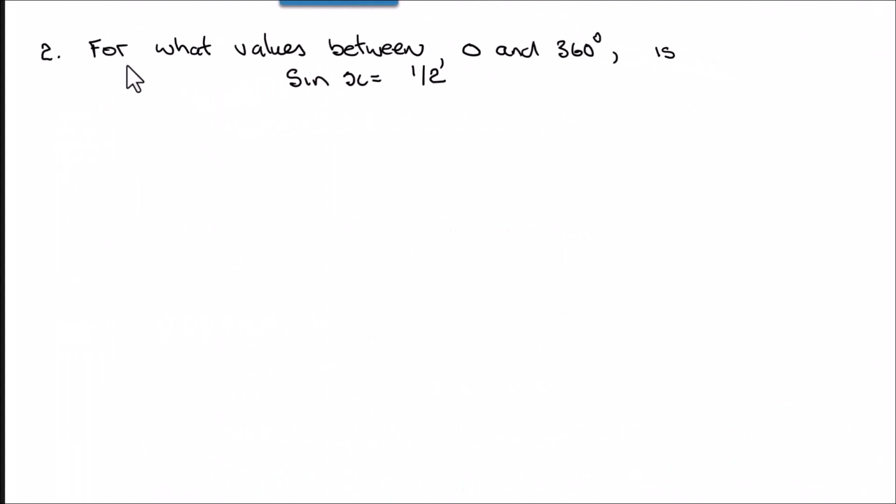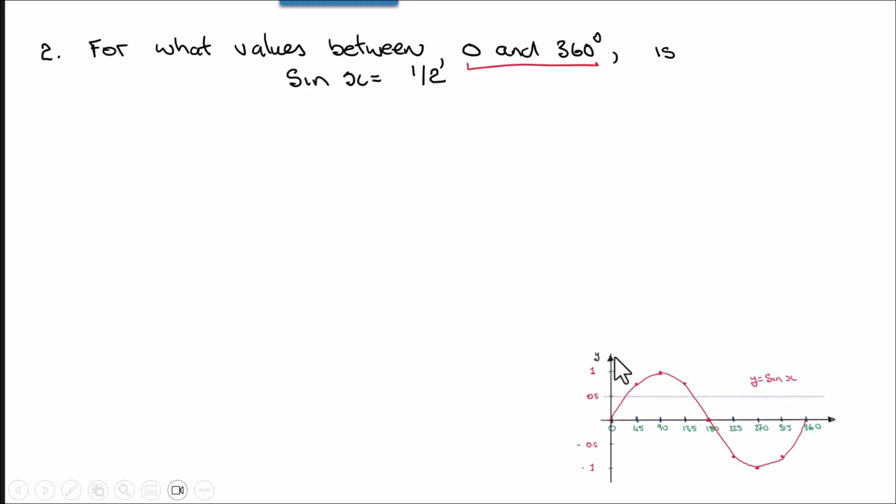In this next question, we're asked for what values between 0 and 360 degrees is sine of x equal to a half. So this is the sine graph that we had earlier on, and if we were to draw a line through 0.5, this is the line y equals 0.5, we could see that the value of x is somewhere around the 30 mark. So sine of 30 roughly is about 0.5, and there's another value up here somewhere. As we'll see, it's about 150 degrees.